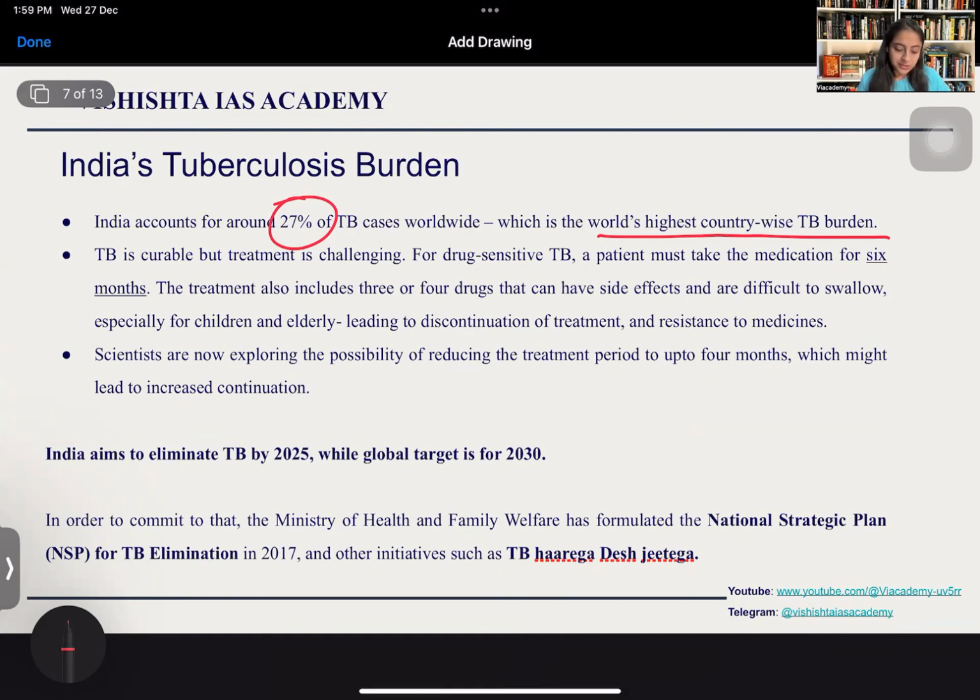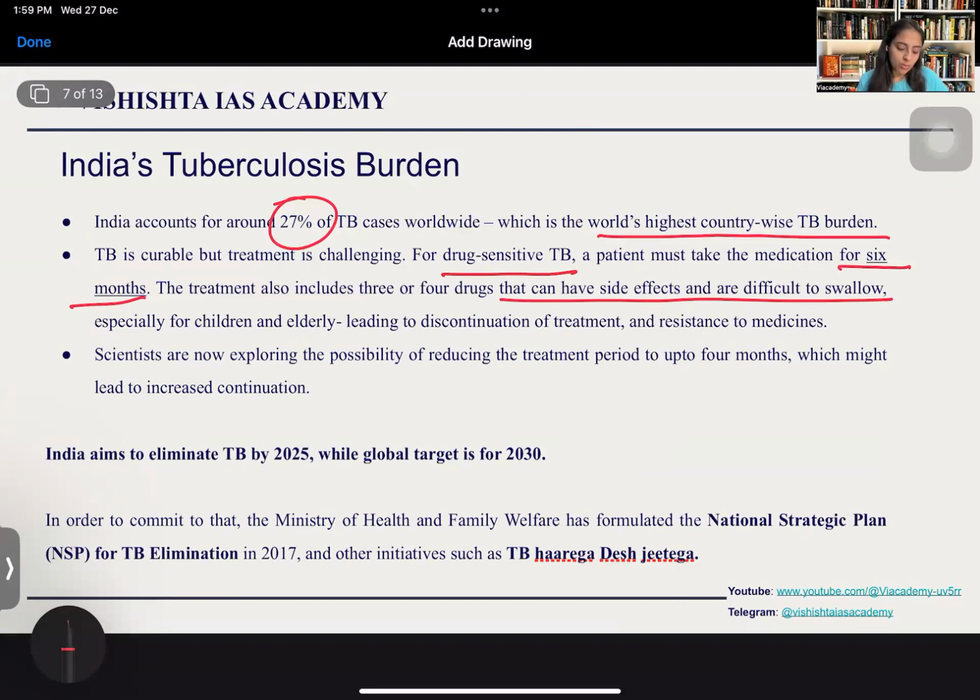Now, tuberculosis as a disease is treatable, but the treatment is challenging because the treatment requires long duration of taking medicines regularly. And for a drug-sensitive TB patient, they must take the medication for 6 months, and the treatment also includes some drugs that have side effects and difficulty in swallowing, especially if there are children or elderly people.